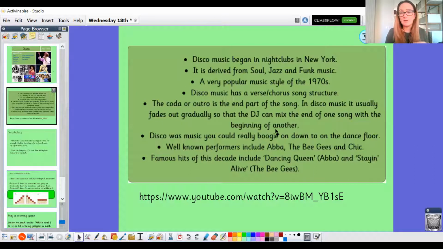So it should have a verse and a chorus structure. We know that it's quite repetitive. We know that disco is very dancey music and you can have a good boogie to it. We've listened to songs from ABBA, Dancing Queen, Staying Alive, the Bee Gees. It was very popular in the 1970s, and it kind of comes from soul, jazz, and funk music. It kind of develops from them.